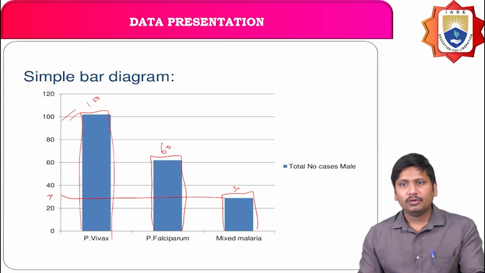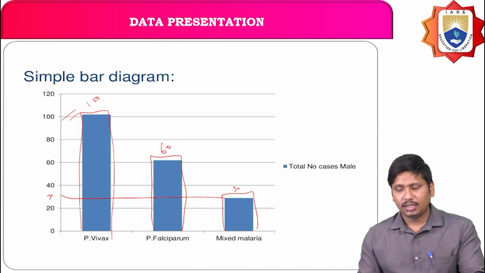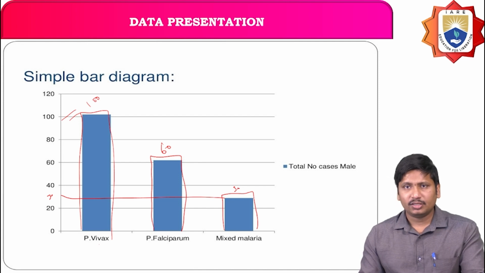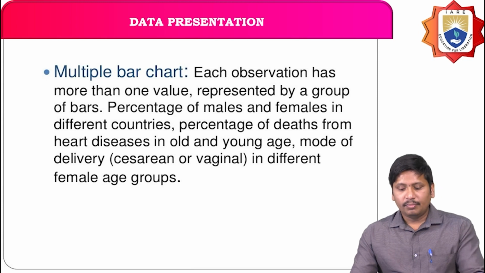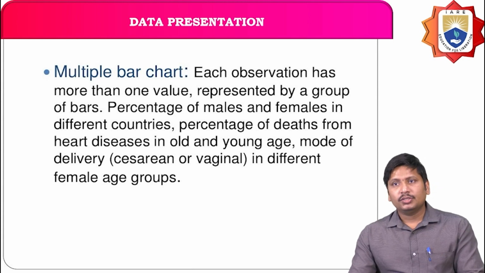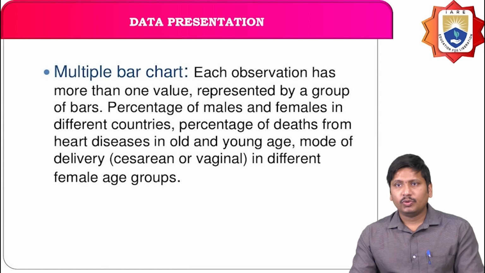So like that, I can predict the data very easily by seeing the diagram instead of studying the text and all. And then, multiple bar chart. Here the multiple bar chart means where you can maintain more than one bar for a particular variable.